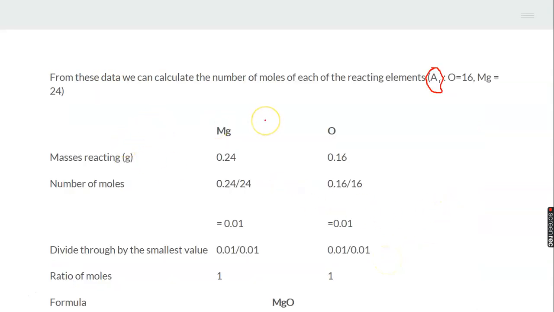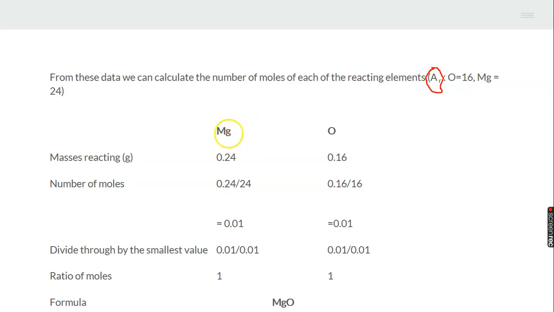So you have to do it like a table. When you are calculating that, you put magnesium here, you put oxygen here. So masses reacting in grams, G stands for grams. For magnesium you have 0.24 grams, while for oxygen you have 0.16 grams. So how can you get your number of moles from that? Don't forget, number of moles equals mass of the element divided by AR. AR is the relative atomic mass, or you can call it the mass of 1 mole of that element.